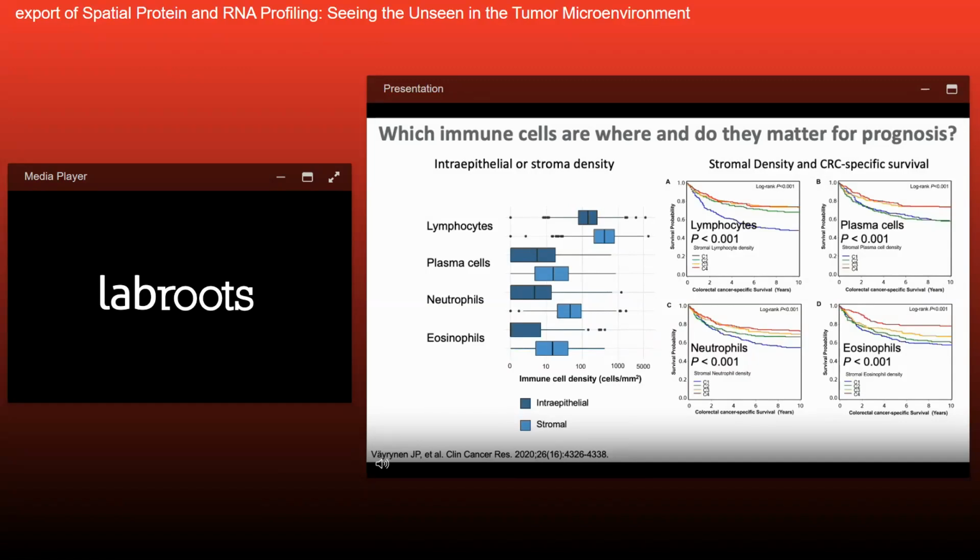When we then looked at stromal density, we found that across all four of these immune cell populations, tumors with higher levels of either lymphocytes, plasma cells, neutrophils, or eosinophils were all associated with better colorectal cancer specific survival. This had already been shown for lymphocytes, but was much less well known for plasma cells, neutrophils, and eosinophils, suggesting that these other less common immune cell types are also potentially playing an important role in the pancreatic cancer immune response.